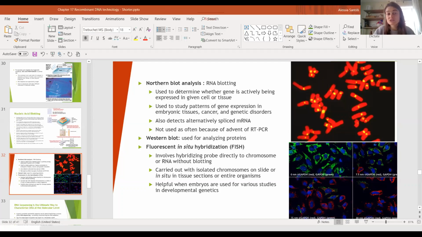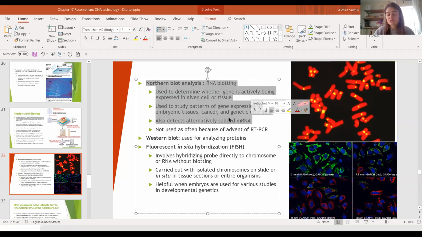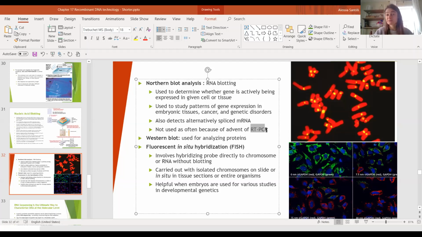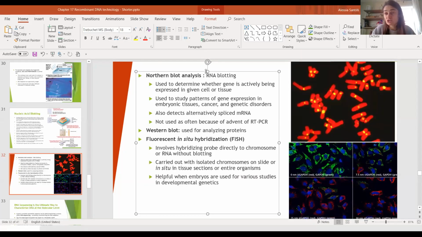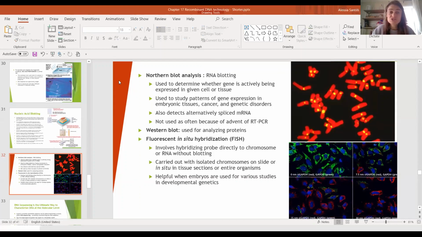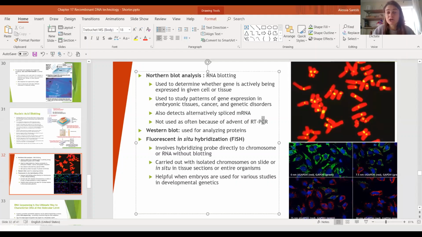Now, however, it's not used as often, and that is true. It's not really used as often because we have reverse transcriptase PCR. Remember, reverse transcriptase PCR allows us to clone all the DNA that has been made into mRNA, right? So it doesn't just look at genes. It takes your genes and we make them into mRNA. Then that mRNA is made into complementary DNA through the use of reverse transcriptase. And then that complementary DNA is amplified by PCR. Western blot is still used quite often, and this is used for analysis of proteins.